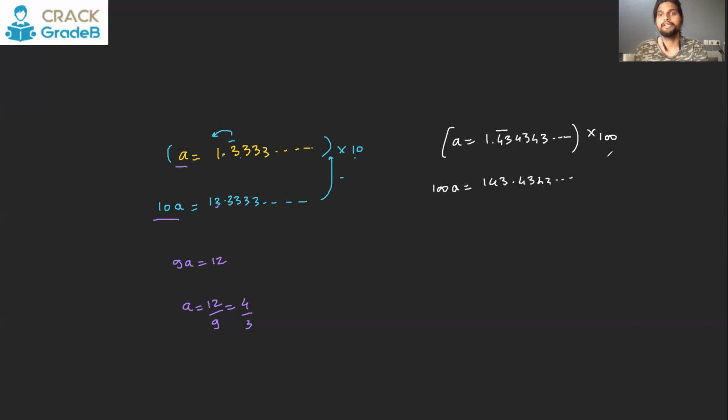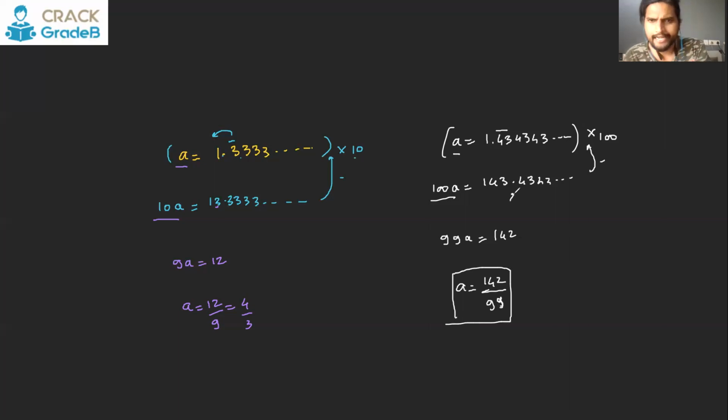So multiplying this by 100, we get 100a is equal to 143.4343 up to infinity. And then once we subtract, we'll have 100a minus a, that is 99a, is equal to 143 minus 1, that is 142. So a will be 142 upon 99. That will be the p by q form of the said number.